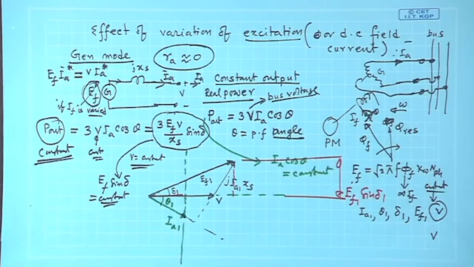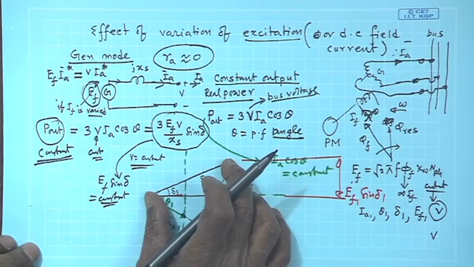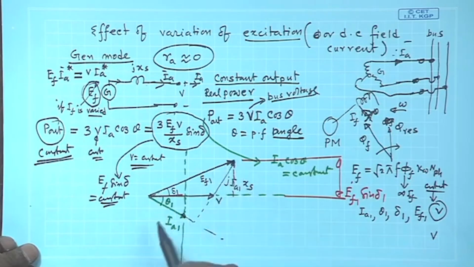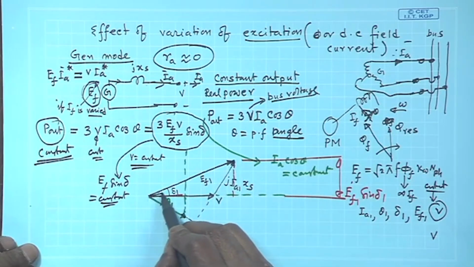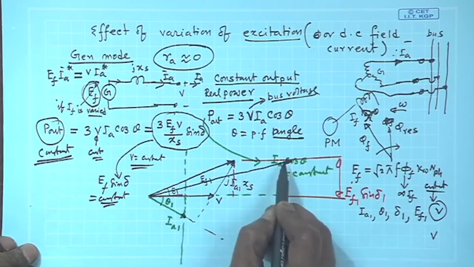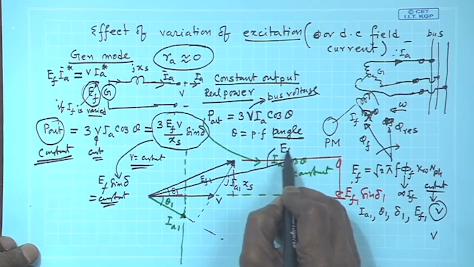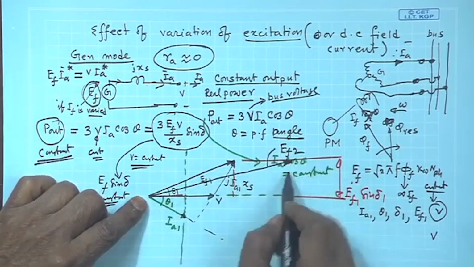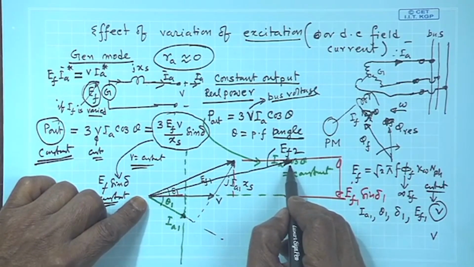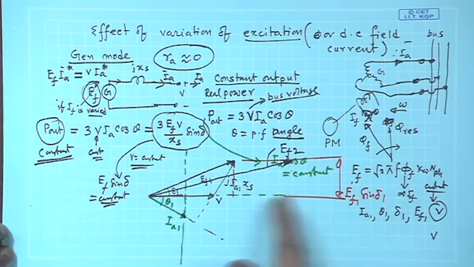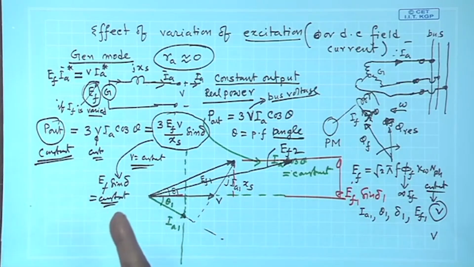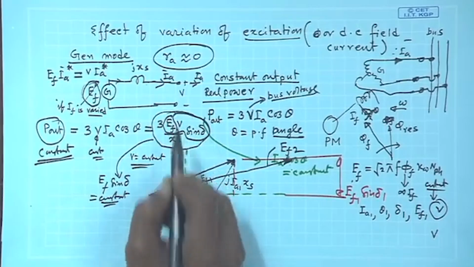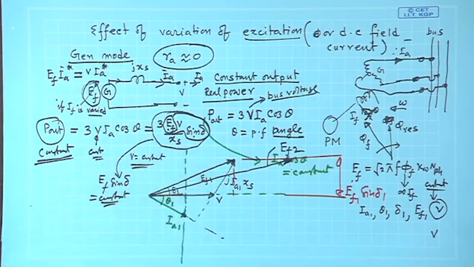Now, the interesting point is it will be bigger, no doubt, but since the power is constant, the tip of this current phasor cannot but lie here. Suppose the field current you have increased, excitation voltage has become more, then take that length, cut this line, because E f 2 sin delta 2 has to be equal to E f 1 sin delta 1, because this E f sin delta has to remain constant.